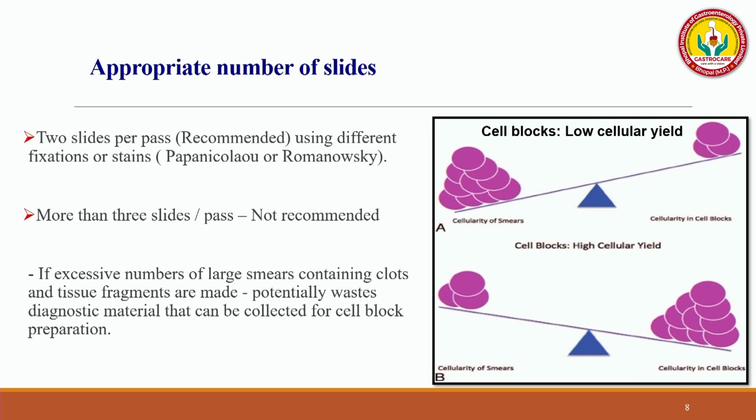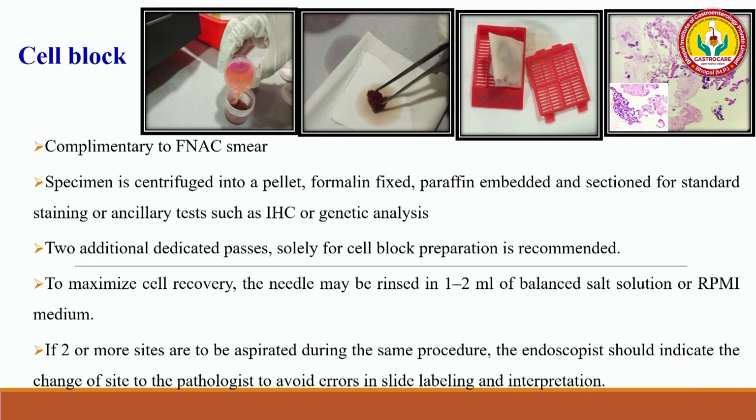And next, about the number of slides. Just make 2 slides per pass. You can do different kinds of stains, either PAP or Romanowsky stains. At our center, we use the rapid H&E. You can also use the rapid Diff-Quik for on-site evaluation. And as I said, not more than 2 to 3 slides. Then the rest of the material should be dropped into formalin. This will help you to optimally utilize the material.